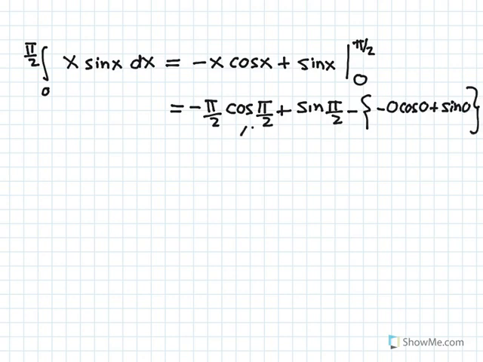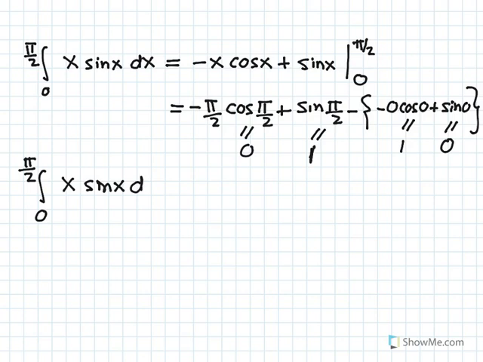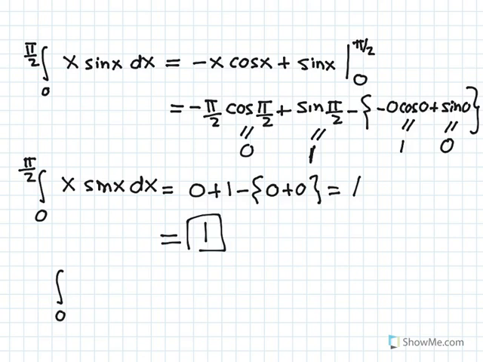Now cos of pi over 2 is just 0. Sine of pi over 2 is 1. Cos of 0 is 1, sine of 0 is 0. So we have to memorize those results. So the integral from 0 to pi over 2 of x sine x dx is equal to minus pi over 2 times 0, that's going to give us 0, plus 1, minus 0 times 1, that's 0, plus 0. So the answer is 1. That means the value of the integral is 1. All right, so we can write the integral from 0 to pi over 2 of x sine x dx.